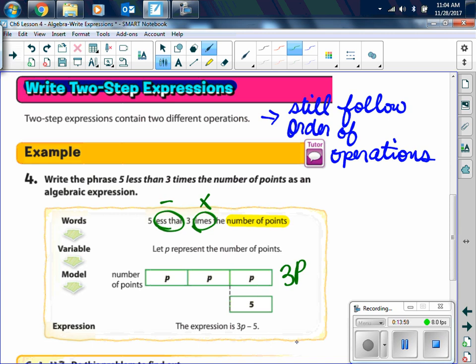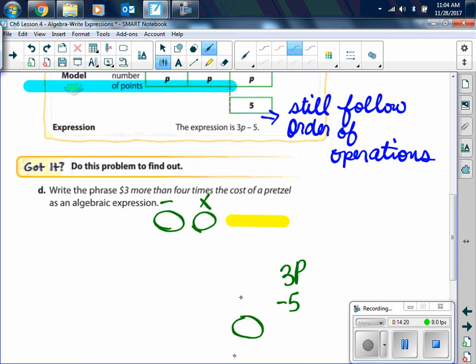Is everybody with me? Then, we want 5 less than that. So, from the 3p, we want 5 less than that. So we're going to subtract 5 from the 3p. So here is my minus 5. And there's your final expression. 3p minus 5.